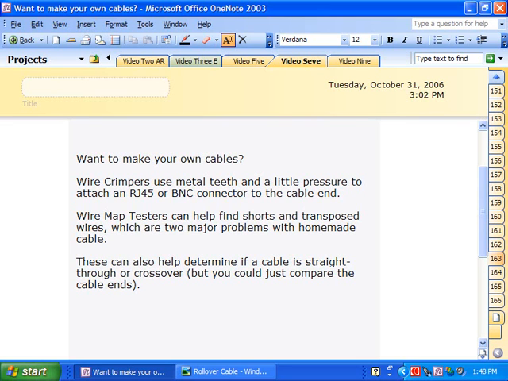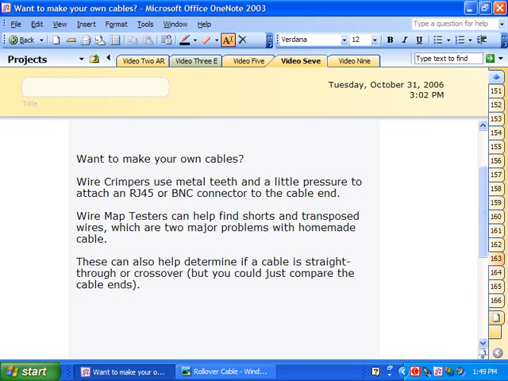Now, a transposed wire, what I mean by that is it's connected to one pin number at one end and another pin number at the other end, and you didn't mean to do that. If you're making a crossover cable, you need to check some documentation online and see which ones need to be transposed. But if you're doing that with a straight through cable, obviously something's going to go wrong. So a wire map tester can detect that very quickly.